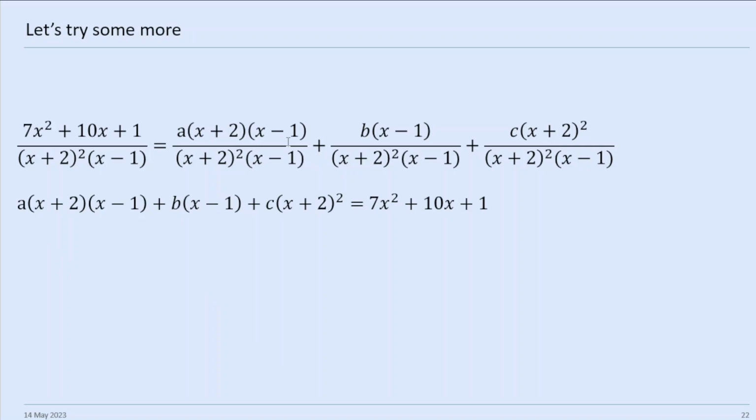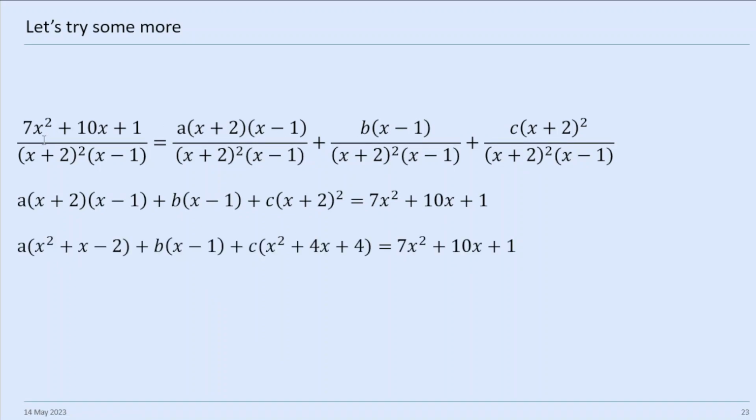If we expand all of that stuff out, then what we've basically said is that the numerators are equal. So 7x squared plus 10x plus 1 equals a times x plus 2 times x minus 1, plus b times x minus 1, plus c times x plus 2 squared. We then expand out these brackets like this and make them equal.